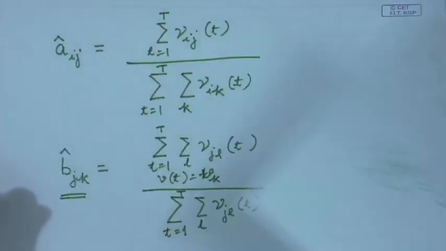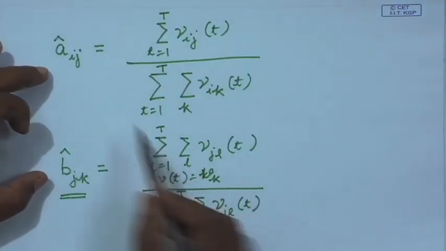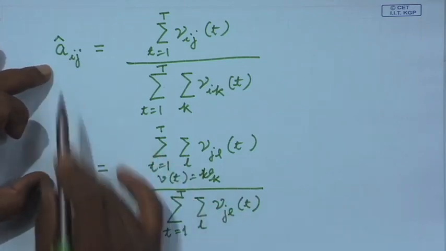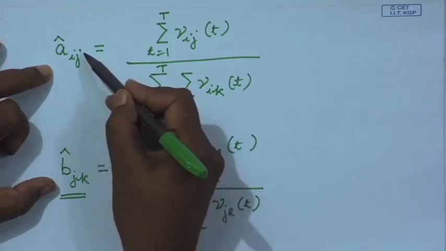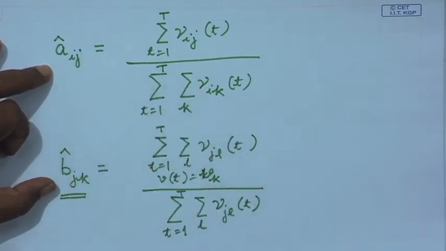Using this gamma i j t, I go for refinement of the probabilities a i j and b j k. In the second iteration, I use these refined values of a i j and b j k again to estimate alpha j t minus 1 and beta i t, and I go for an estimate of gamma i j. Again using that refined value of gamma i j, I go for further refinement of a i j and b j k.